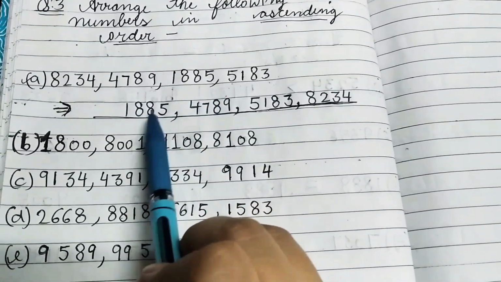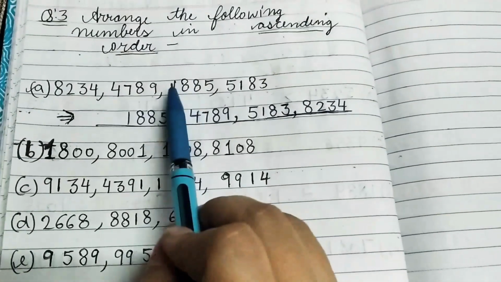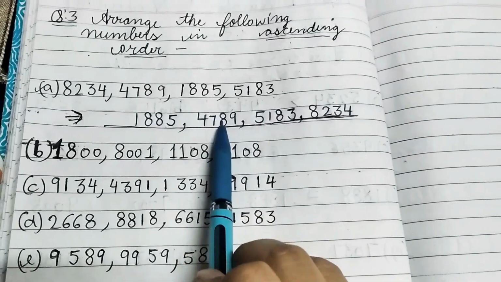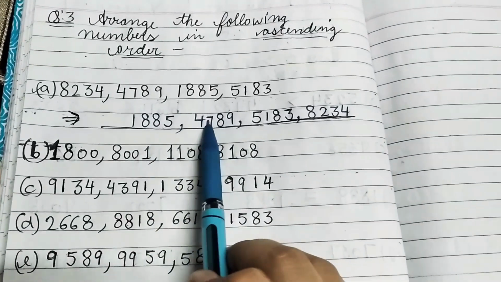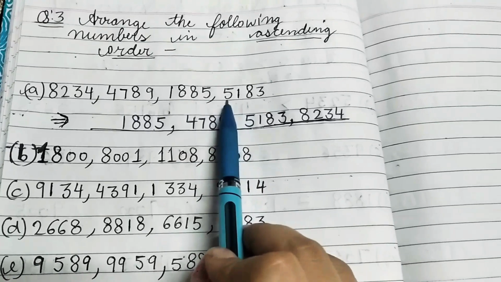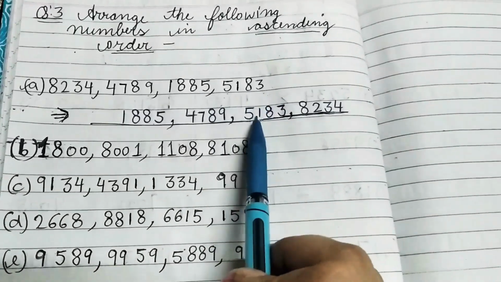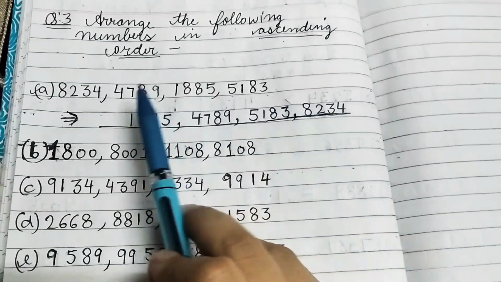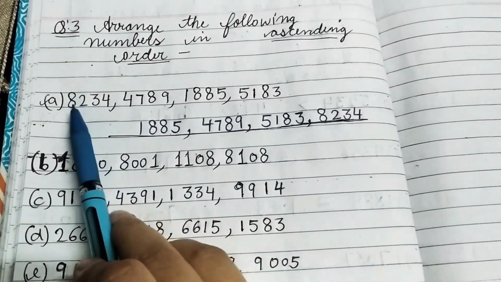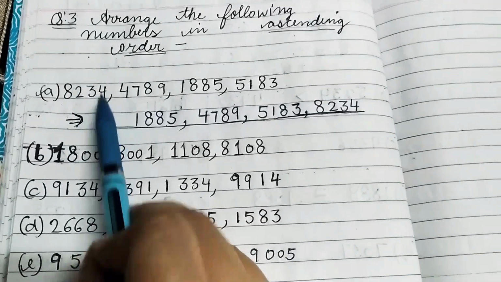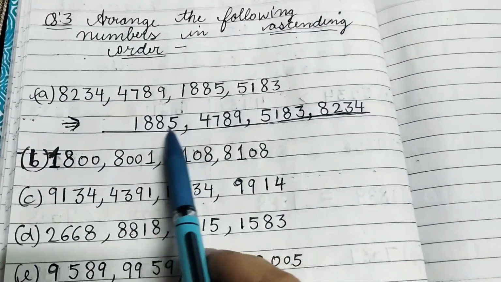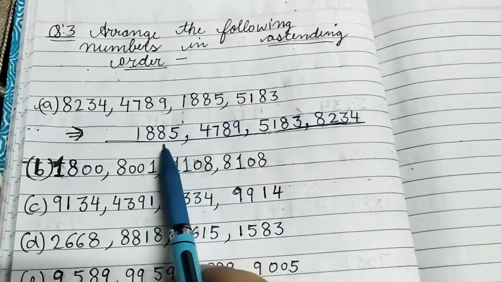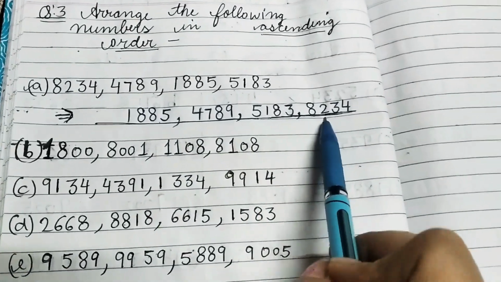1885, and you will place this in the front, followed by 4789. This is larger than this. Then the third place will be occupied by which number? 5183, because this number is greater than 4789, and in the end the largest out of all, which is 8234, will be placed in the end. So this placement or arrangement is known as ascending order. The smallest in the front and the largest in the end.